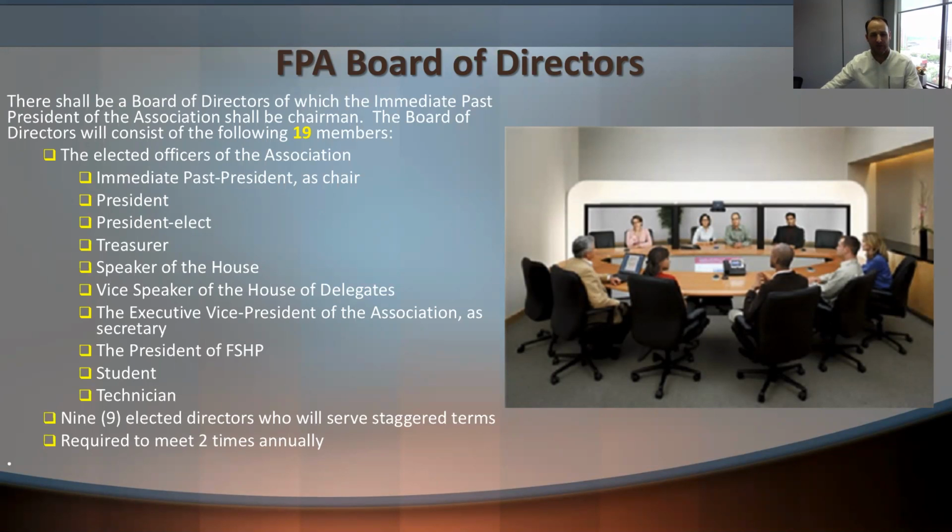According to the FPA's constitution, the board of directors is required to meet at least 2 times annually. The Constitution also provides that a meeting of the board may be called by the chairperson at any time or by a petition of 1/4 of the members of the board. So that would be as long as 5 members request a meeting, then the board will have to hold a meeting.